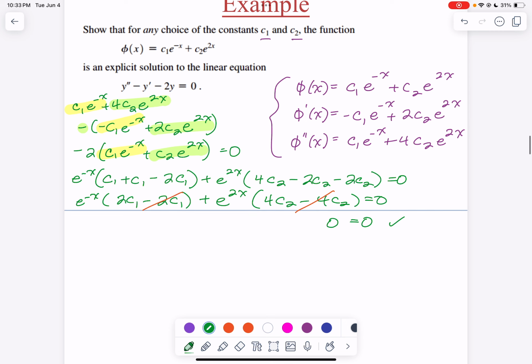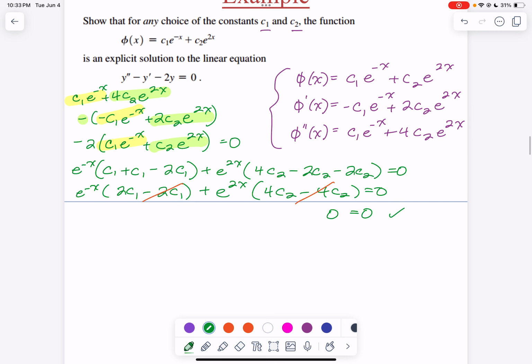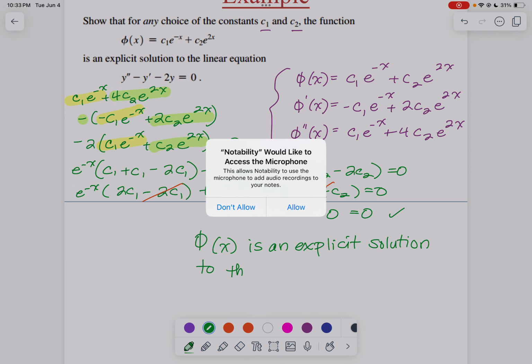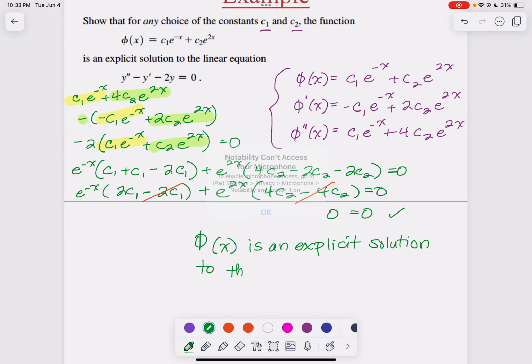And so we can say that phi of x is an explicit solution to the DE.